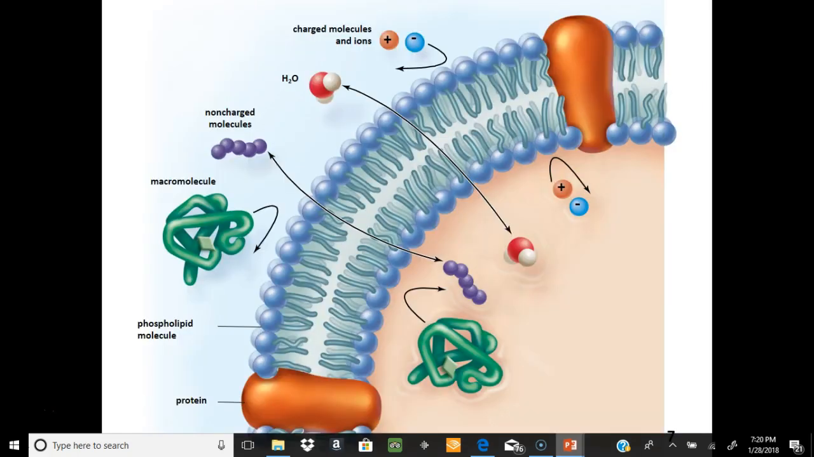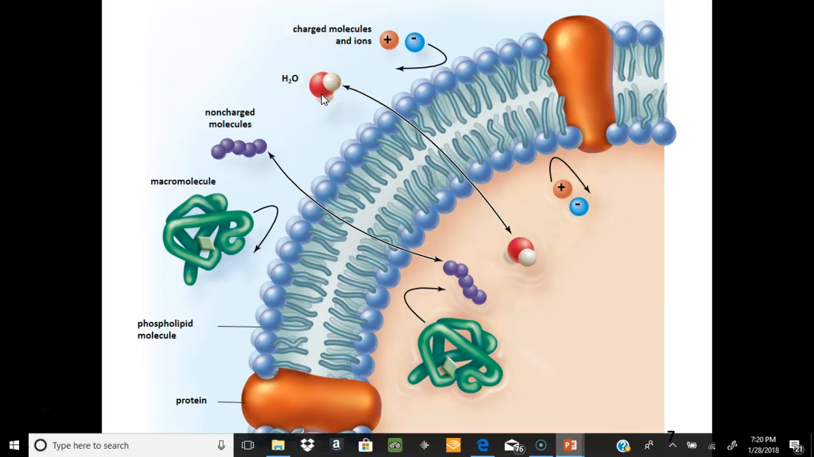So I said that the molecules that move across the membrane are small or uncharged molecules. Anything that's charged, so here we have ions, will not be able to make it across the membrane. If you're non-charged, you can go directly across. If you're too large, you cannot go across the membrane.